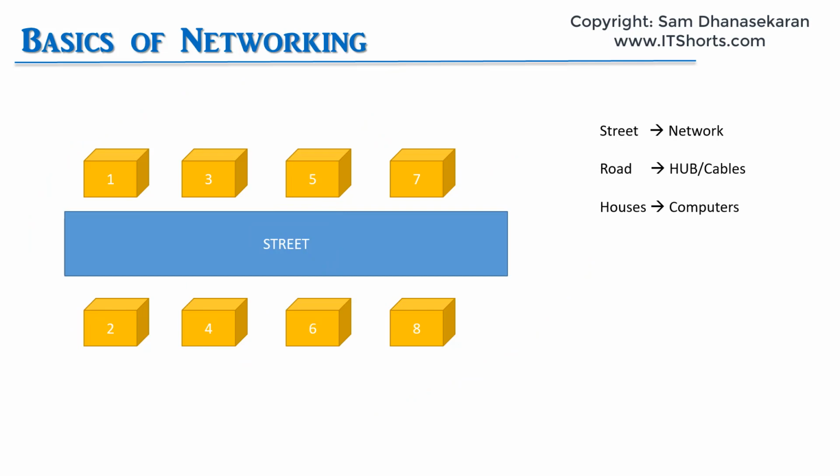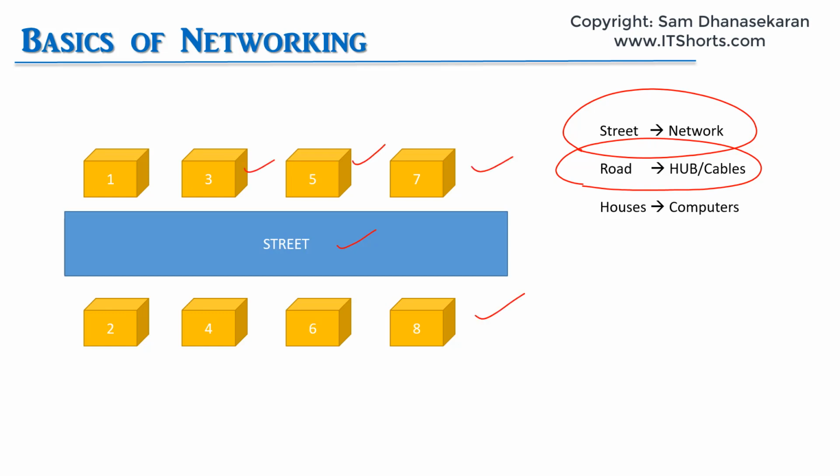Now, let's mimic this in the computer world. The name street, which is just a name, would become the network name. The physical components, such as the road, gravel, concrete beneath the road, would become the hub and cables and other network components involved. And the houses would become computers.